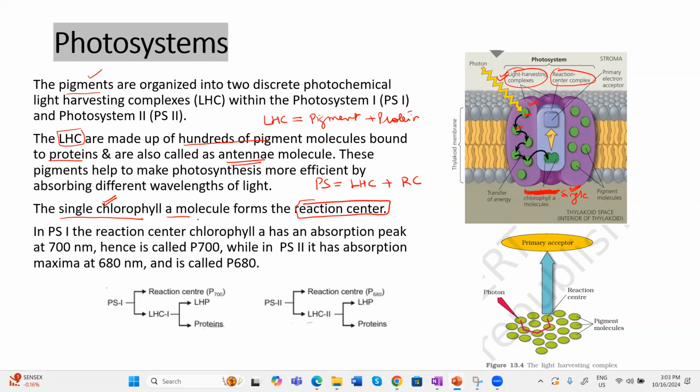Now there are two types of photosystems, and this classification is based on the order of discovery. First, photosystem 1 was discovered, then photosystem 2. These two photosystems differ in the reaction center. In photosystem 1, the reaction center, that is chlorophyll A, has absorption at 700 nanometer. But in PS2, it has absorption at 680 nanometer. So we can write PS1 reaction center 700, with the light harvesting complex meaning light harvesting pigments attached to protein. Same for PS2. I think this slide is easy, beta.